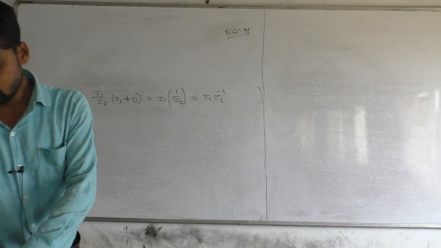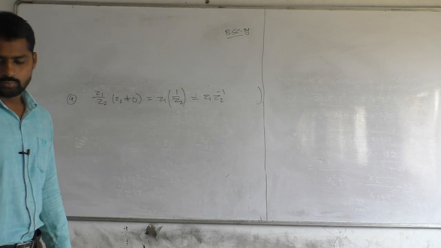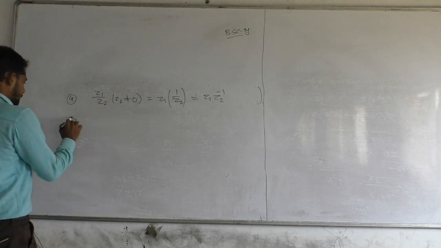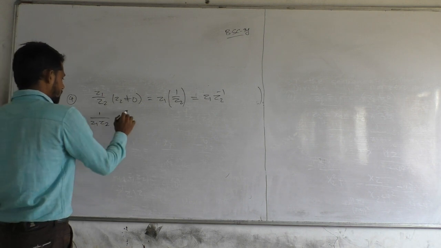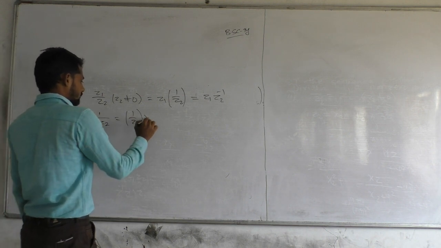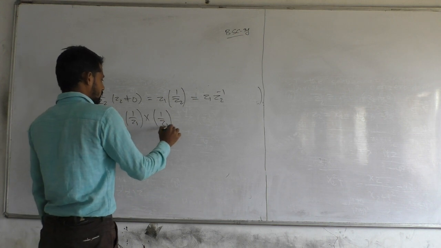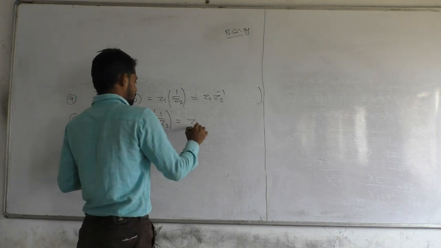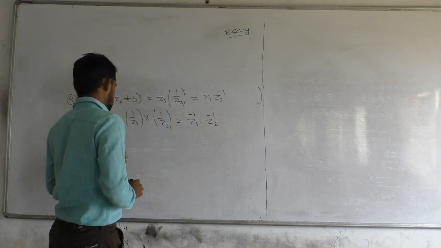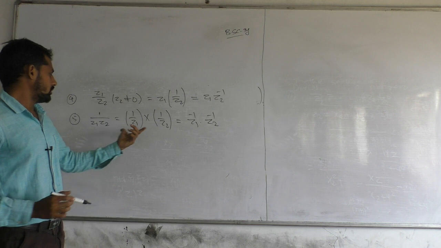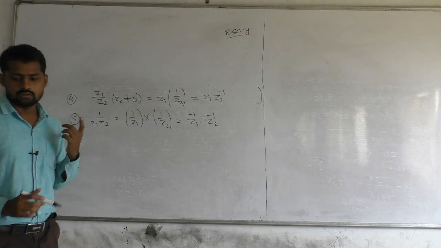Now, fifth property, 1 by Z1 into Z2 can be written as 1 by Z1 into 1 by Z2, which is equal to Z1 inverse into Z2 inverse. So these are the three forms of 1 by Z1 into Z2.